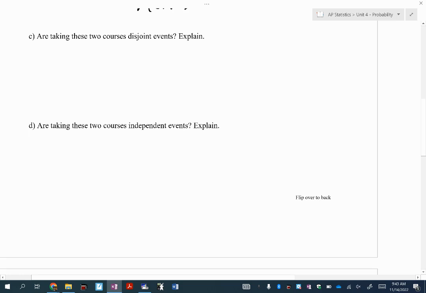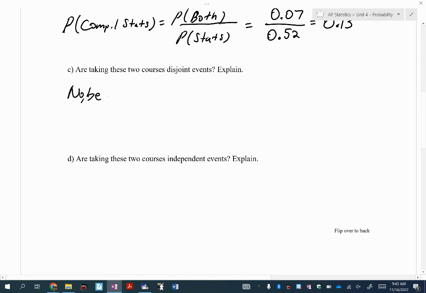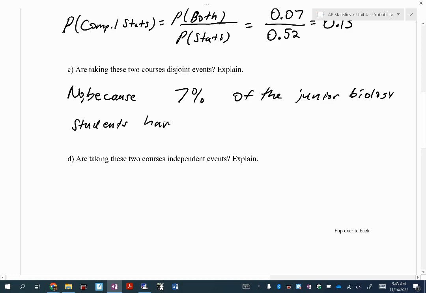We know that's not true because what percentage have taken both? 7%. So no, because exactly. I'm actually going to put 7% of the junior biology majors have taken both. But if you want to write there are students that are taking both, that's also correct. All right, so I think this one is going to be a little simpler than trying to figure out if they're independent or not.